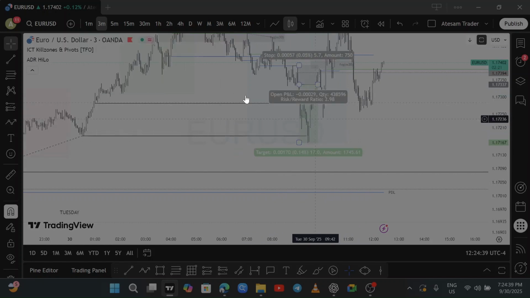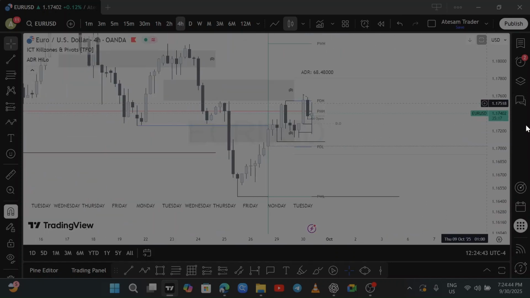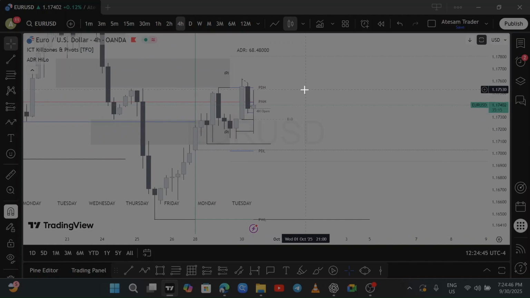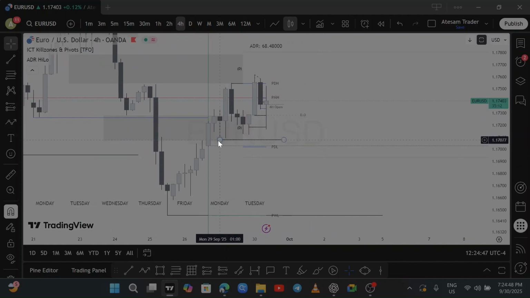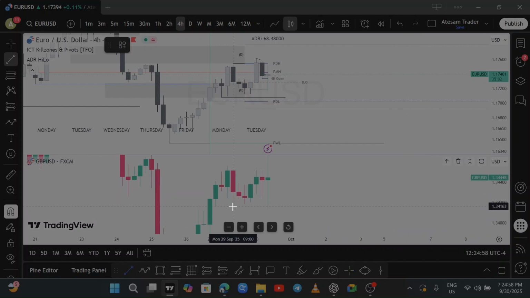So there is something to note here. If you come to the 4 hour, okay, so why did price reverse from here? There is a bunch of liquidity here. It didn't take it. Why? After this trade hit my stop loss, I opened GBP USD, and GBP USD already took these lows. If you see these lows, GBP USD already took. That means what? GBP took the liquidity, Euro didn't. That means what? We have SMT.